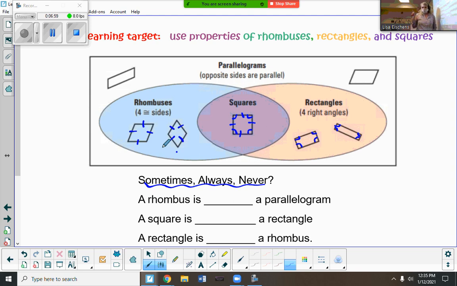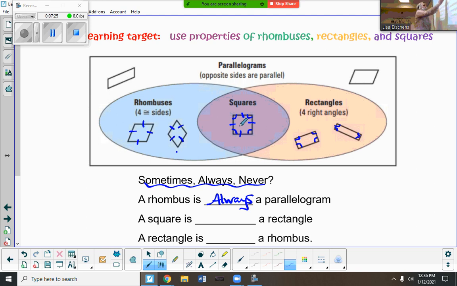Okay. Somebody online, I just heard it in class here with somebody. Somebody online, what do you think? Is it sometimes, always, or never a parallelogram? Always. It's always, because everything in that chart is a parallelogram, so that would be an always. Good, always.